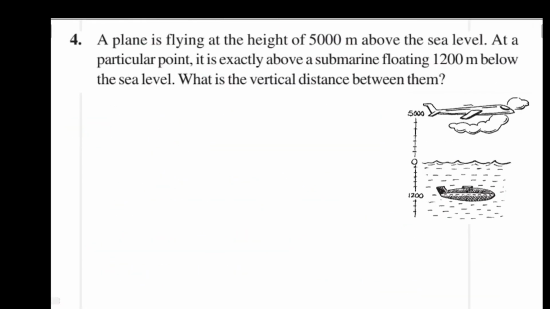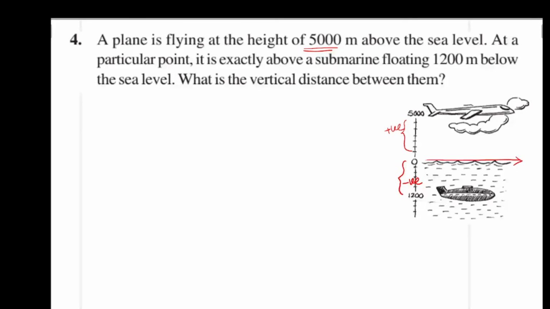Question number 4. It is given, a plane is flying at a height of 500 meter above the sea level. Okay, this is the sea level. At a particular point, it is exactly above a submarine floating 1200 meter below the sea level, and the submarine is 1200 below. When it is given below, then it is negative. When it is above, it is positive. Okay, that one you have to remember. That means from the sea level.